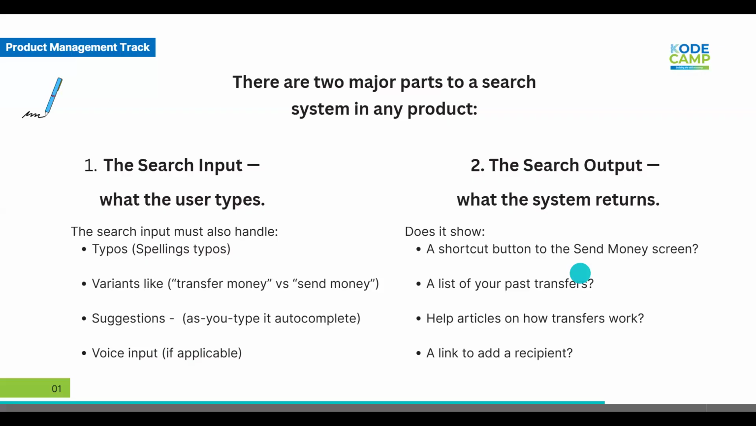There are two major parts to a search system in any product. The first one is the search input, what the user types. And the second one is the search output, what the system returns to the user after they have typed.